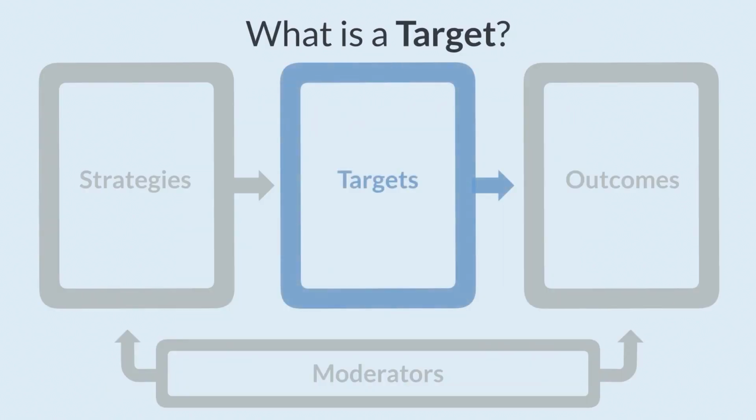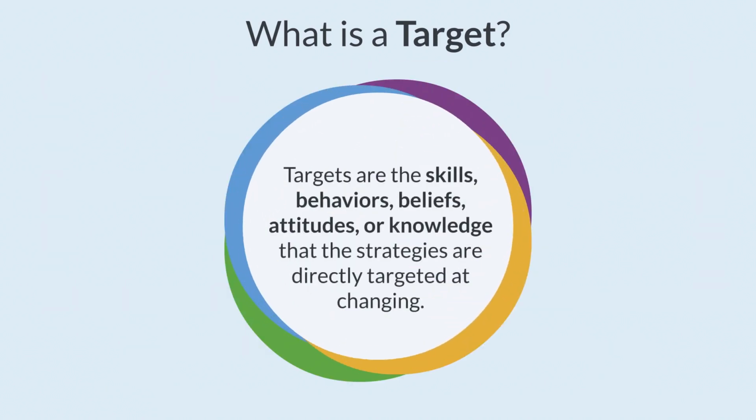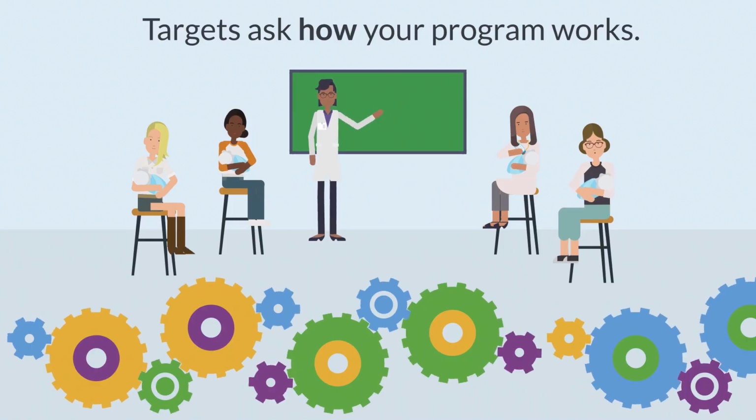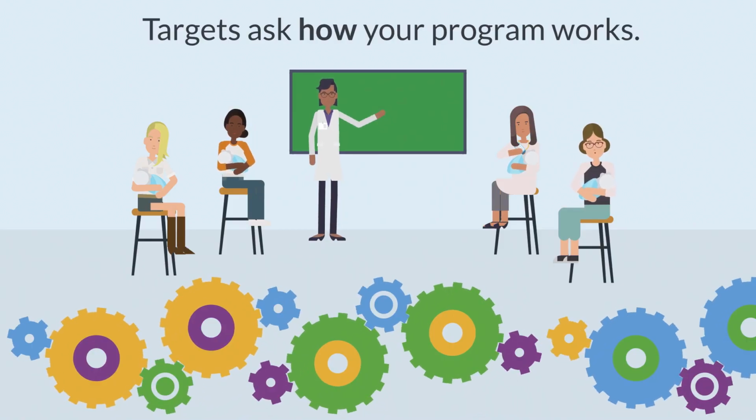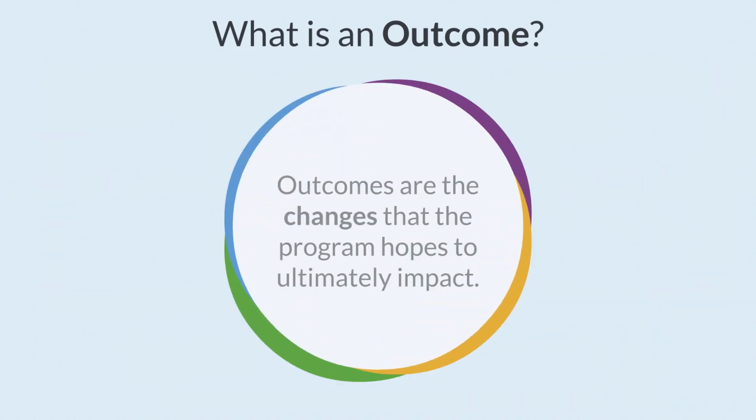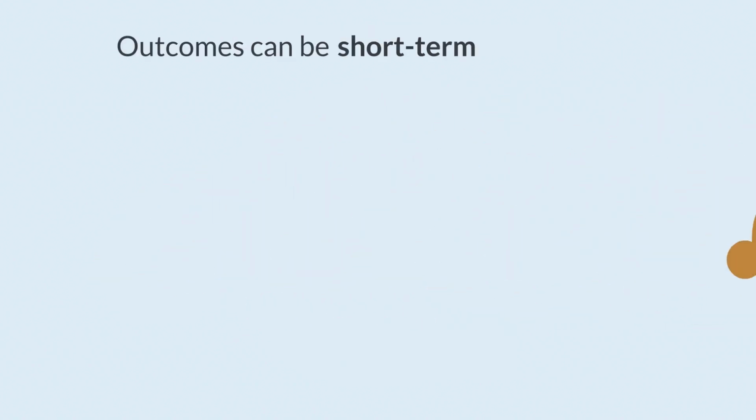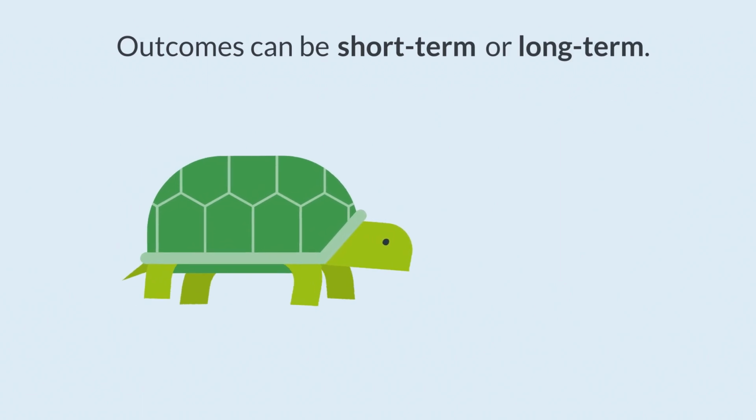Next, we will discuss targets. Targets are the skills, behaviors, beliefs, attitudes, and/or knowledge that the strategies are directly targeted at changing. Targets ask how your program works. Next, we will discuss outcomes. Program outcomes are the changes that the program hopes to ultimately impact. Outcomes can be short-term or long-term.